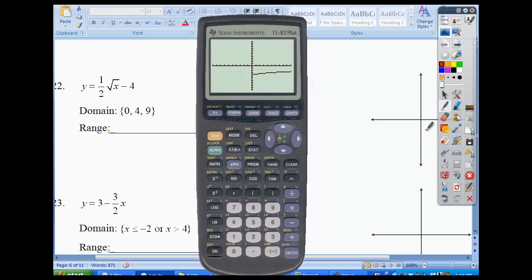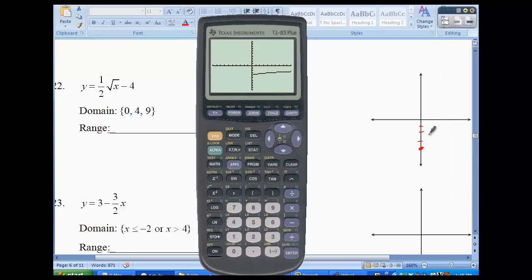So I'm going to go ahead and do the same thing here, and I notice that I'm at 1, 2, 3, -4, and that's kind of where it starts, and it goes slightly up, up, up, up, and it's going to continue in this direction, so I'm just going to put an arrow. Alright?